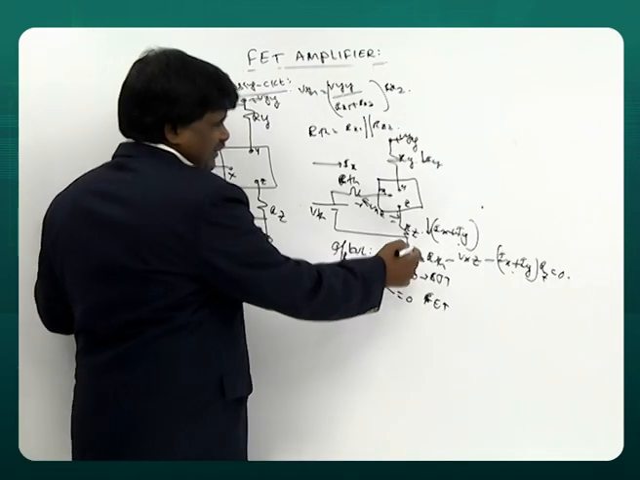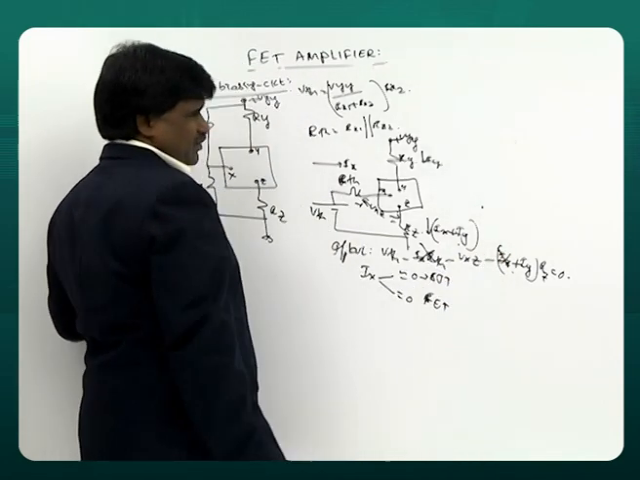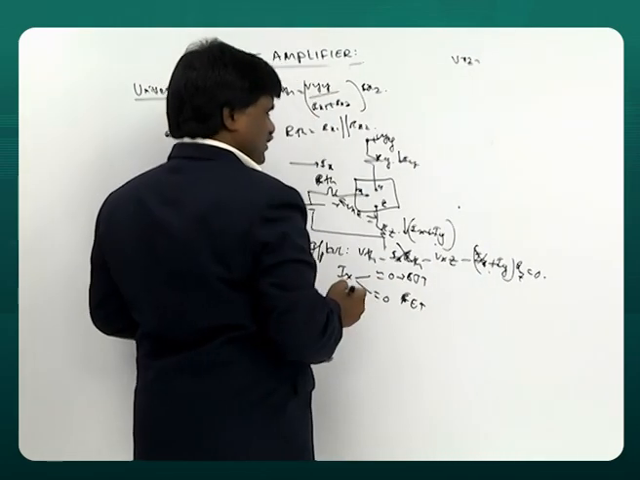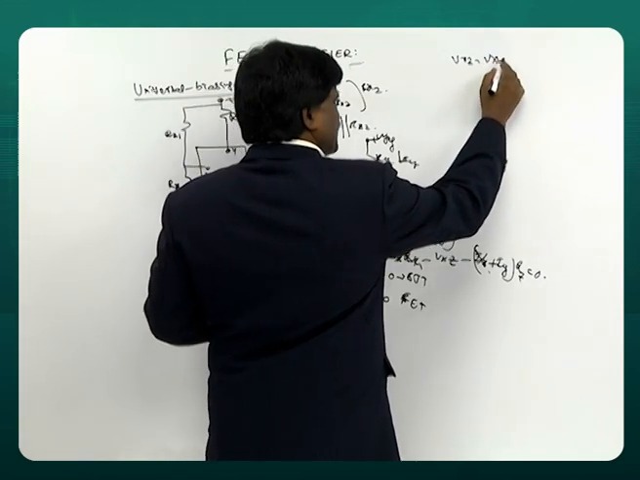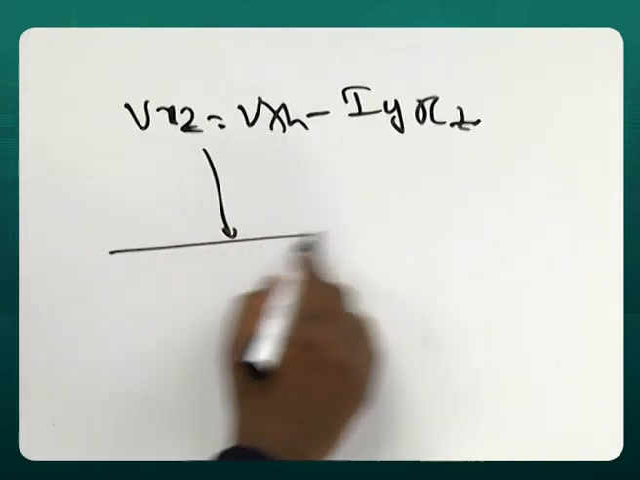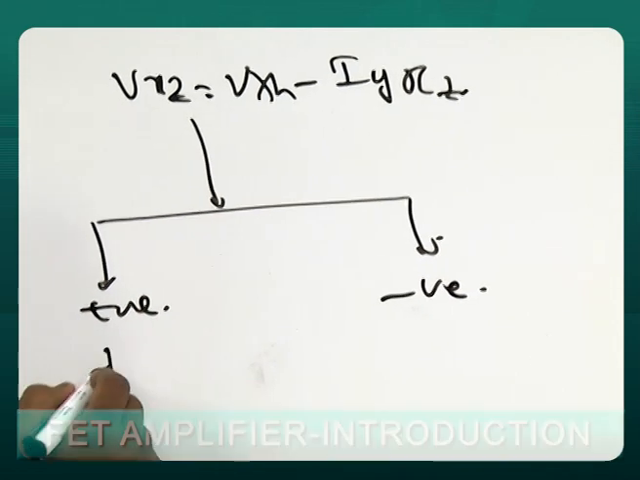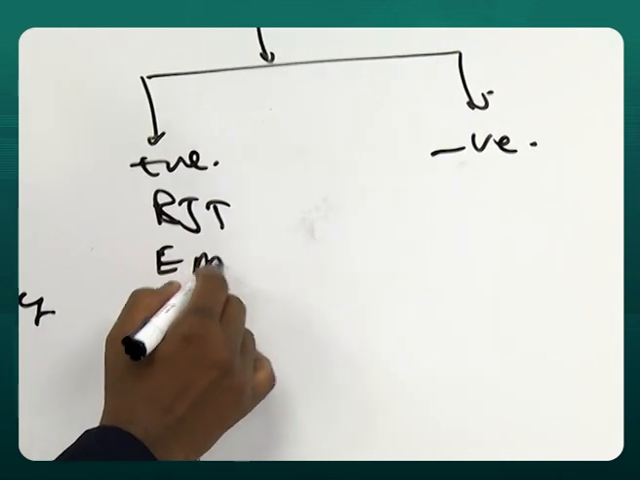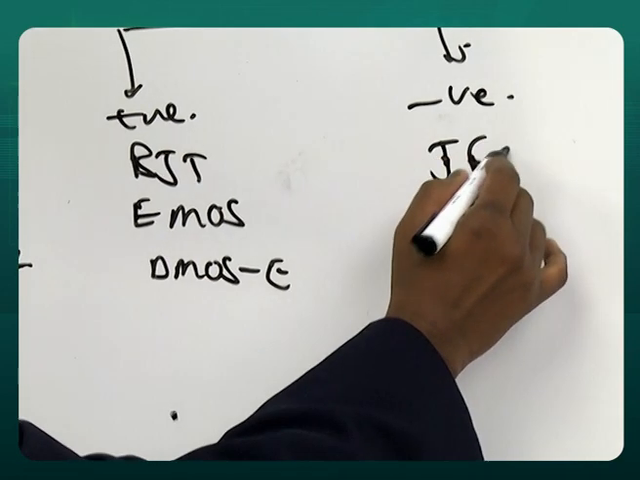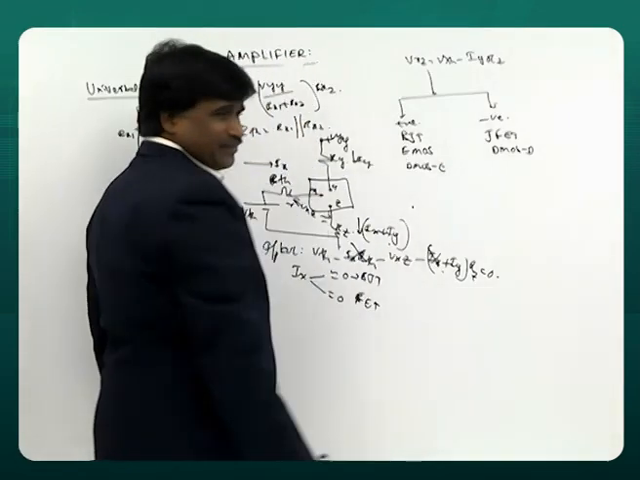By that, you can neglect this drop. Then what is left over? You can neglect IX. What is left over from this? VXZ is left over as V Thevenin minus IY RZ. If this is positive or negative, this is BJT, enhancement MOSFET, DMOS in enhancement mode. This is JFET, DMOS in depletion mode, like that.